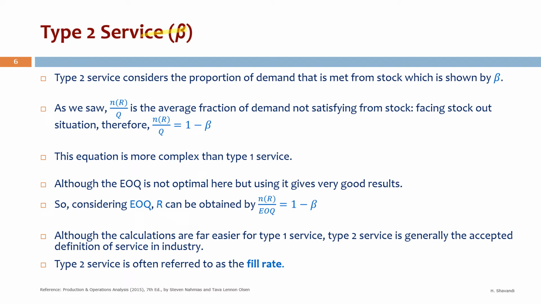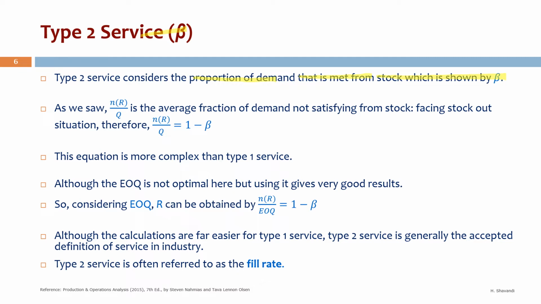Here we define the service level as the proportion of demand that is met from stock, and we show this proportion by beta. Okay, so here we are going to take into account the amount of the shortage units. So we care about the items short, the numbers, the quantity. So it's not just a matter of being in a stock out situation. Also, the volume and the quantity of units short is important here.